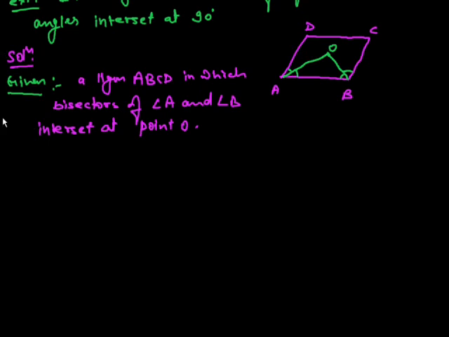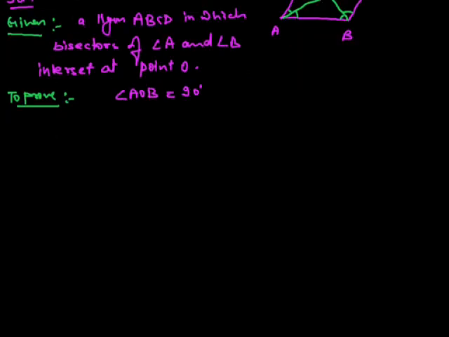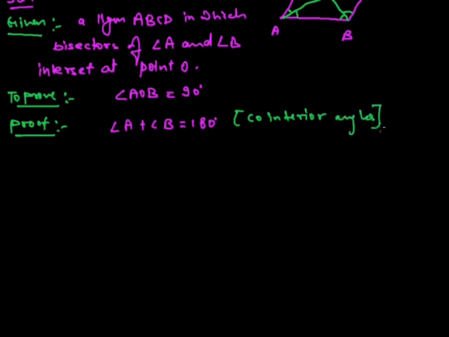Now to prove: we have to prove that they are intersecting at 90 degrees, meaning angle AOB is equal to 90 degrees. This one we have to prove. No need for construction. We can start the proof. Angle A plus angle B is equal to 180 degrees. The reason: co-interior angles are always 180 degrees.